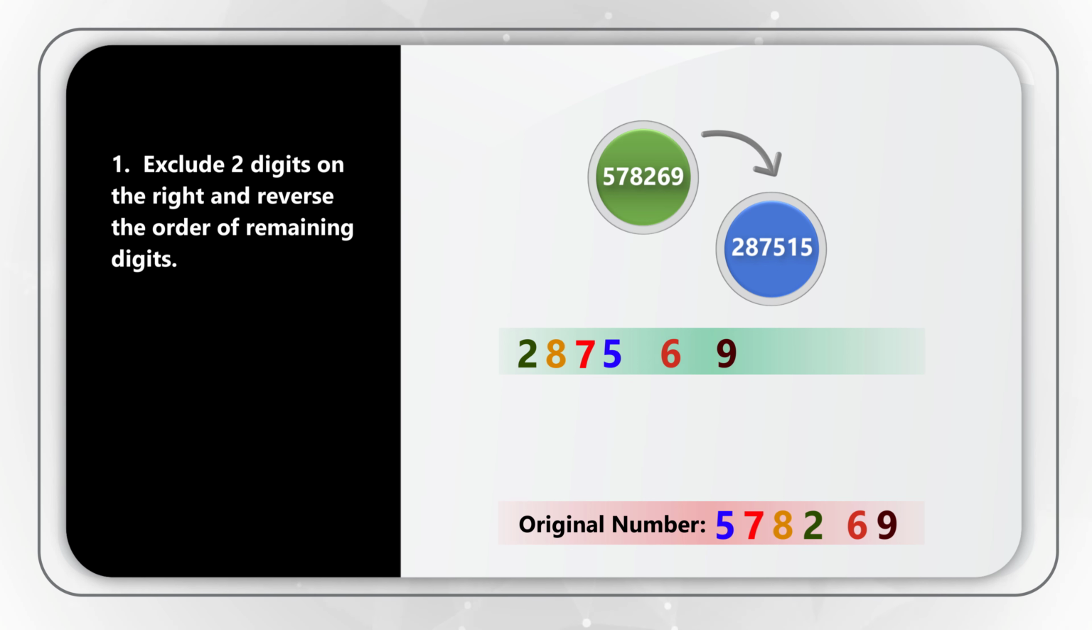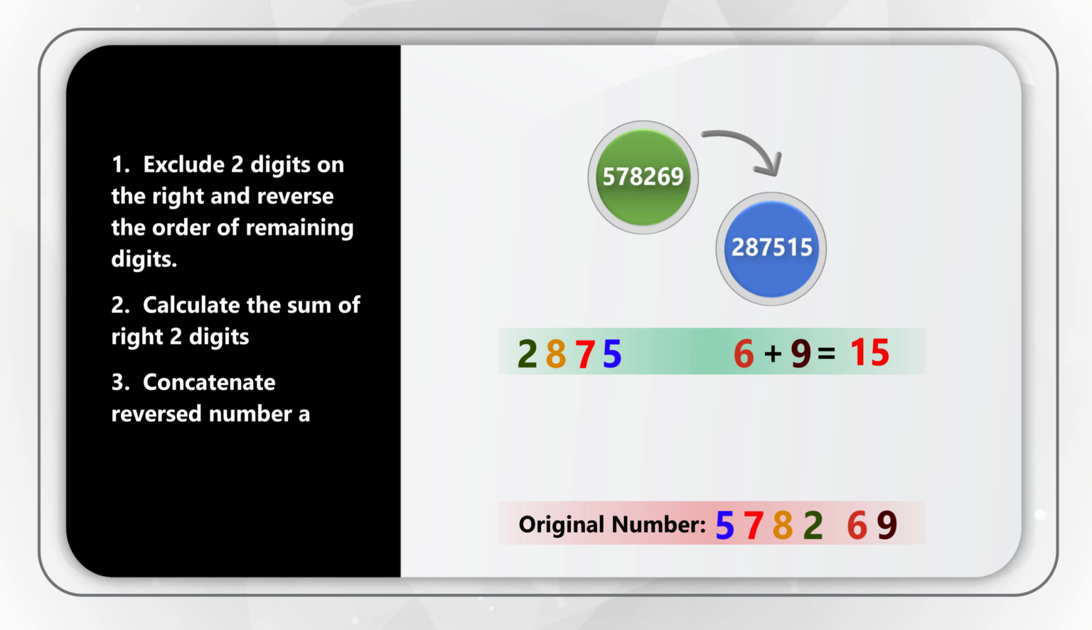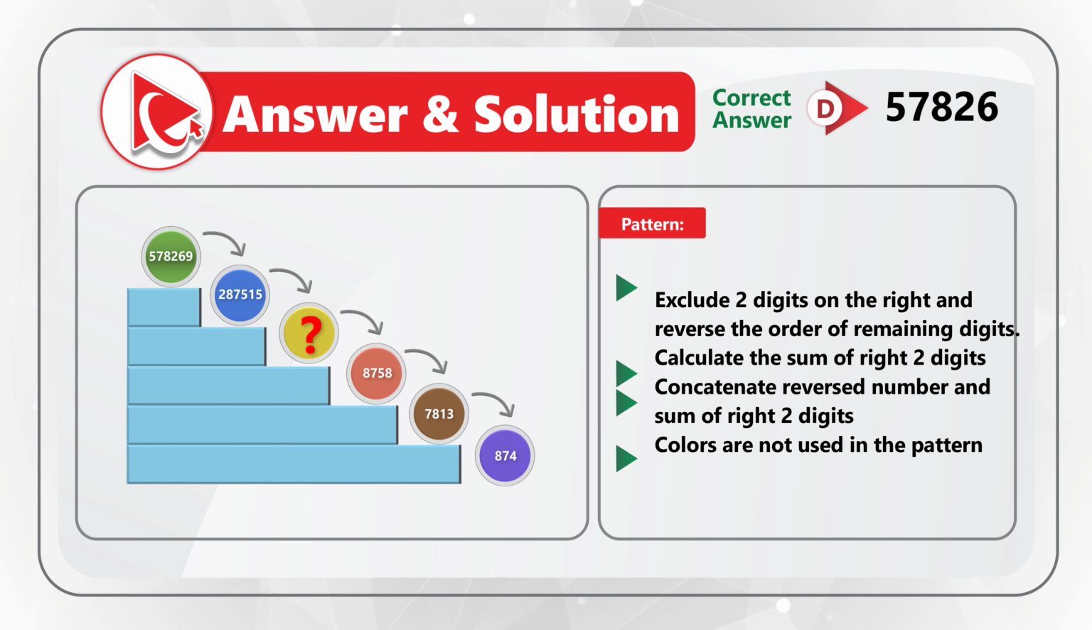We basically add 6 plus 9, and end result of it is 15. Then we concatenate 2875 and 15. So the end resulting number is 287515. As ball continues rolling, we repeat the calculations and get to the answer of D, 57826.